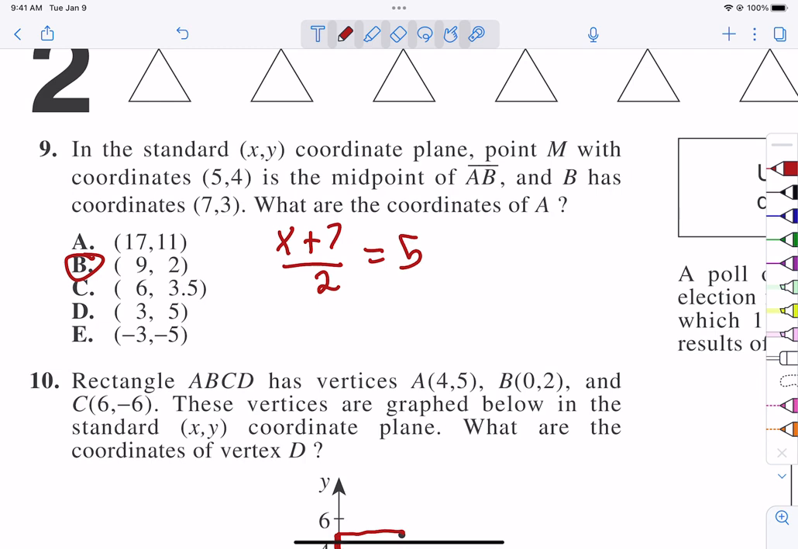So we have to make it 10, because we cross multiply and get 10. I guess I need to spend more time reading, don't I? And then subtract 7 from both sides. The same idea. What is the one that gives you an x value of 3? The only one is D. Thank you for catching that.